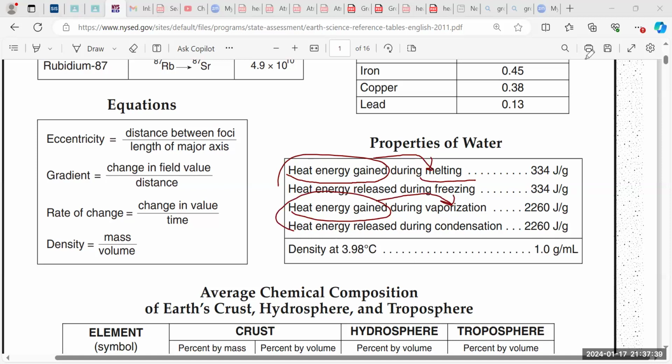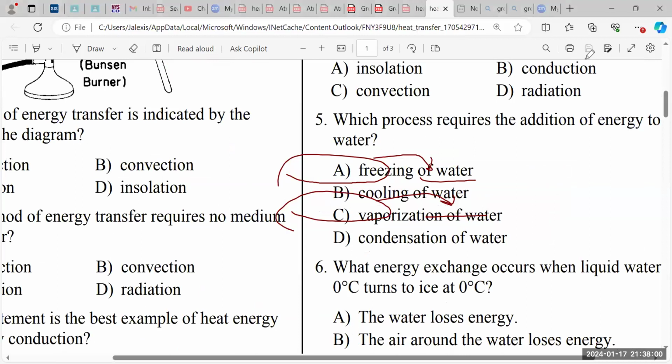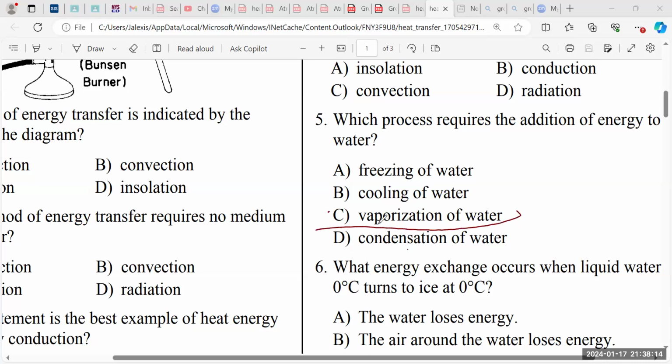So if it's not melting or vaporization, then that means the heat energy is being released. Since I know it's either going to deal with melting or vaporization, I'm going to go back. So which process requires the addition of energy to water? Remember, we said it's either melting or vaporization. I don't see melting here, but I do see vaporization or evaporation, and that is choice C.